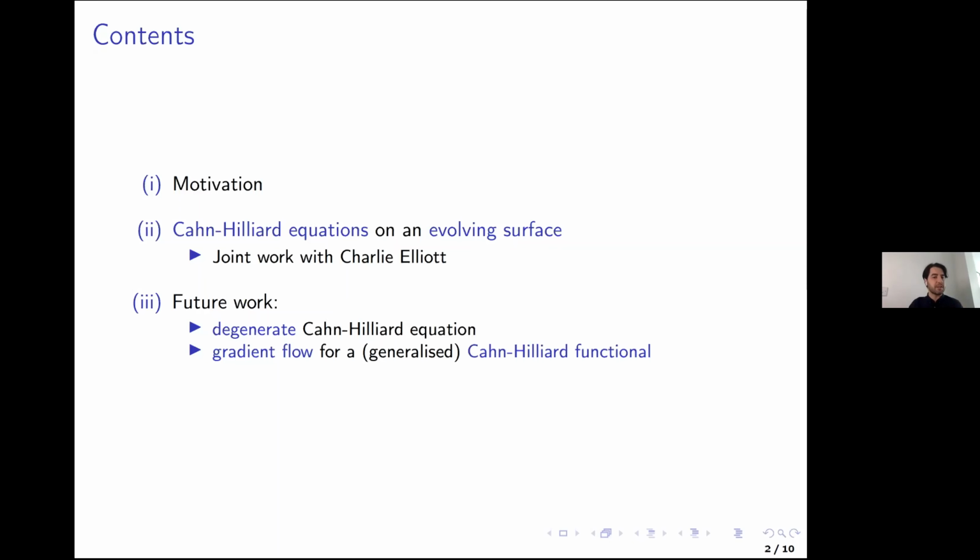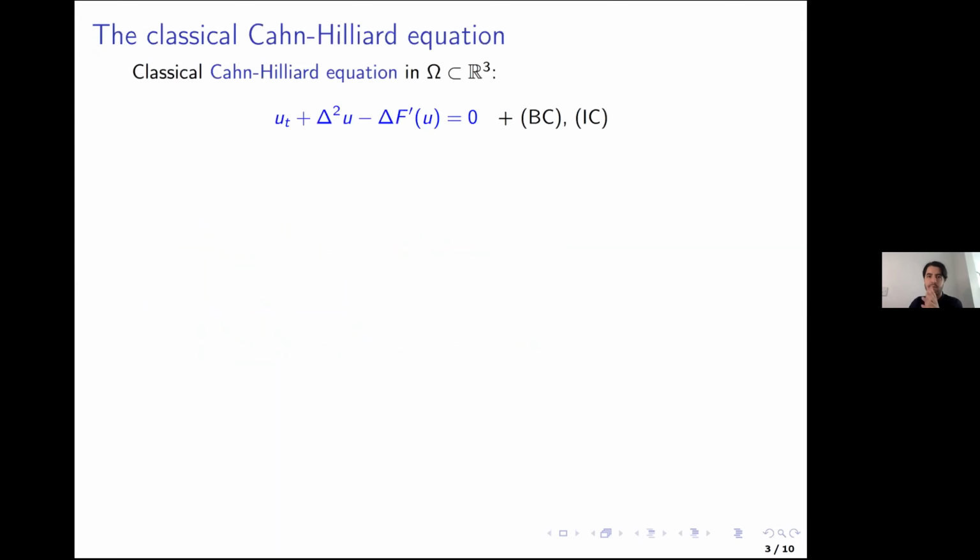So again, let me start by explaining to you what the title means. Let's start with the Cahn-Hilliard equation. This is the classical Cahn-Hilliard equation. Let's just take the equation on an open bounded domain in R3. Let's look at the equation and see what we see from it. There are some boundary conditions and initial data that I'm not going to be interested in today. So it's a time-dependent PDE, right? Fourth order in space, and there's some nonlinearity here determined by a potential F.